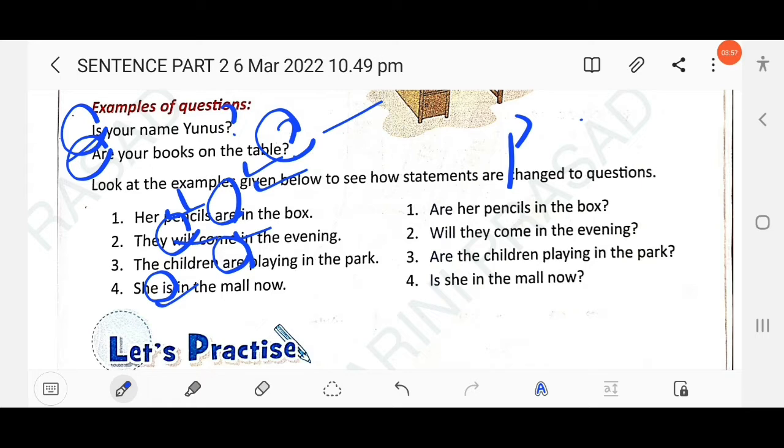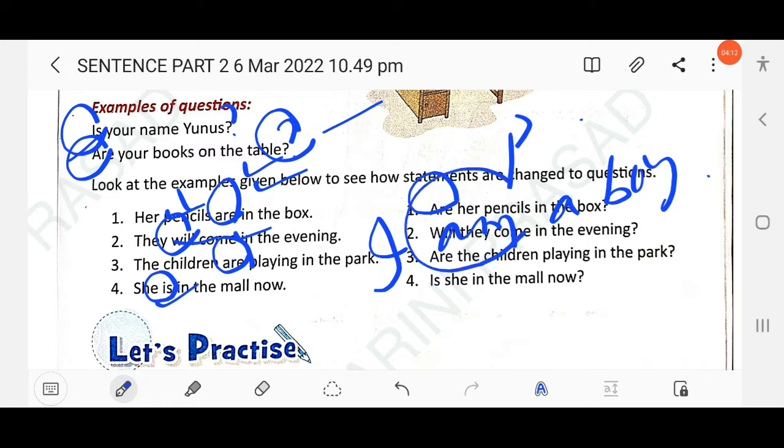Look at the first sentence: Her pencils are in the box. You just have to bring the auxiliary verb to the beginning of the sentence. Suppose we take an example: I am a boy. To change it into a yes/no question, you have to bring the auxiliary verb to the beginning of the sentence. Clear?